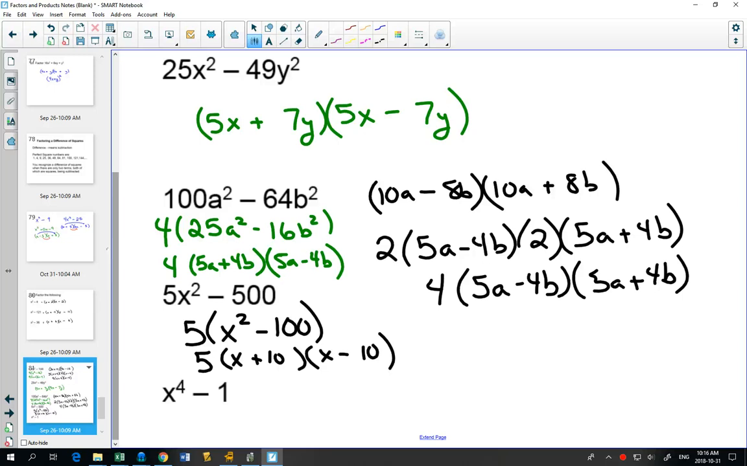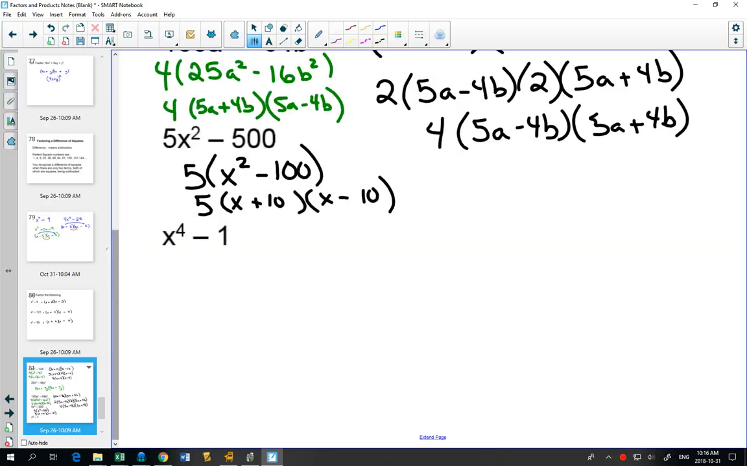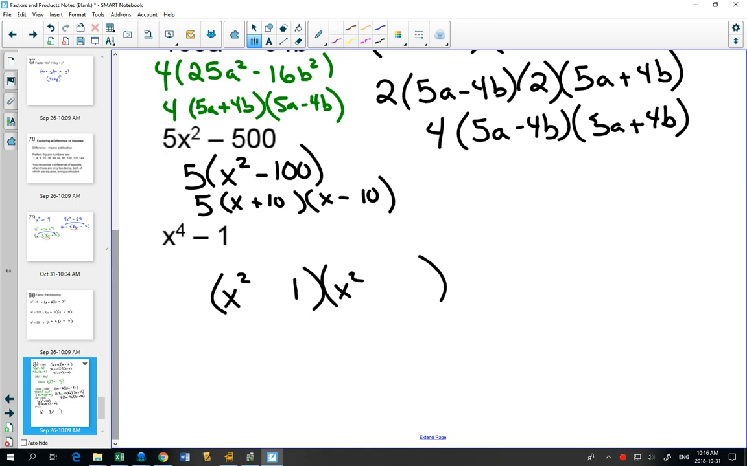My question on the last one is, did anybody do it completely? Is this a perfect square? What times what is x to the 4? x squared. Good. So you would have x squared and x squared. Is 1 a perfect square? Yes. So you would have 1 and 1. And 1 is plus, 1 is minus.